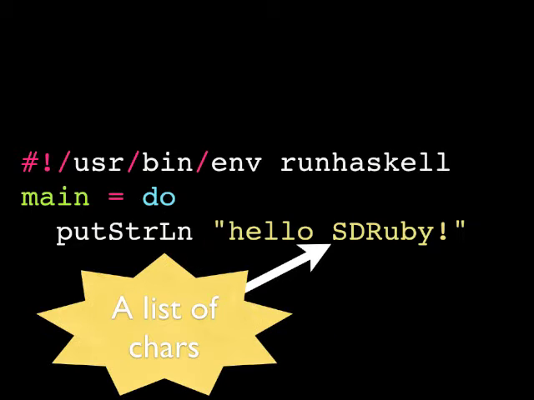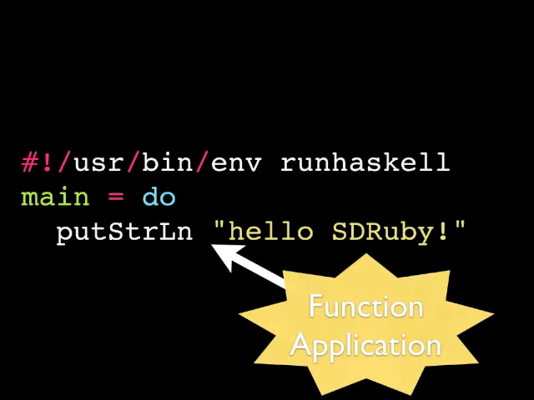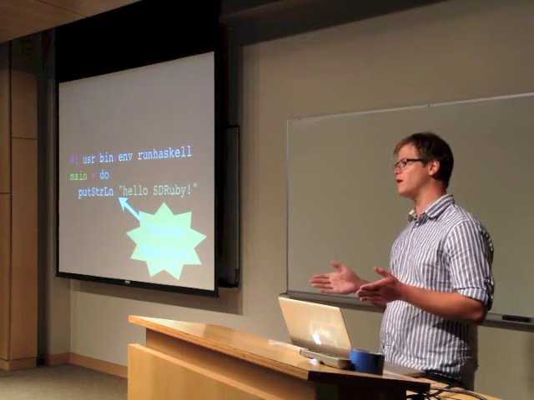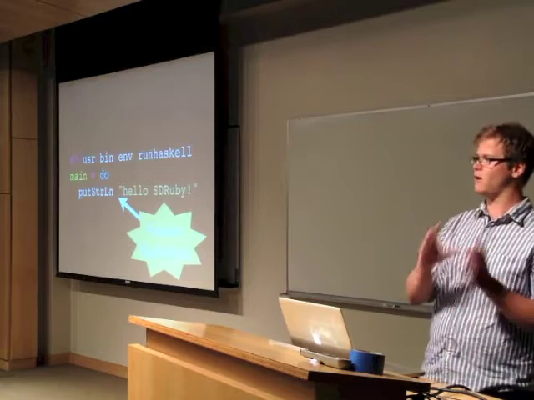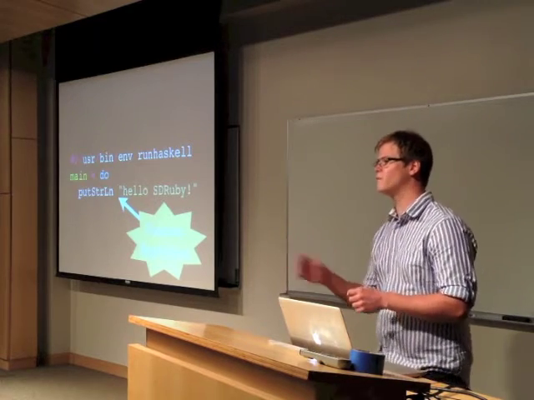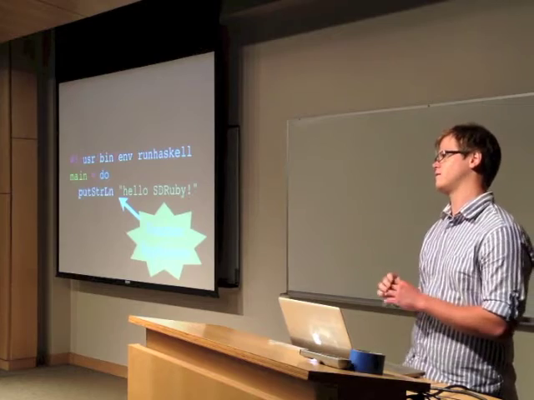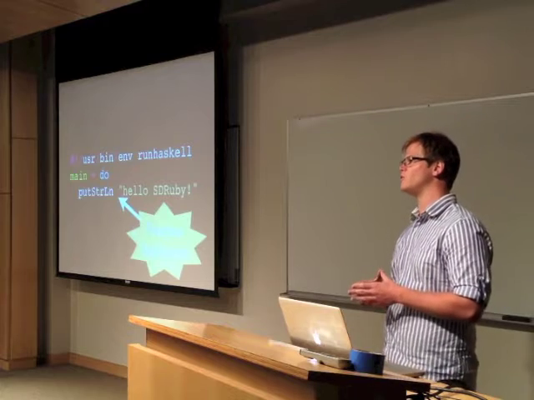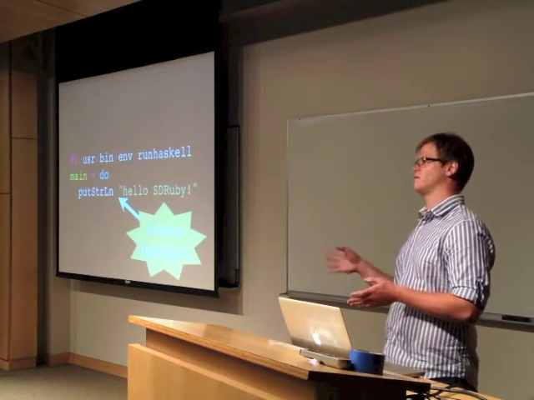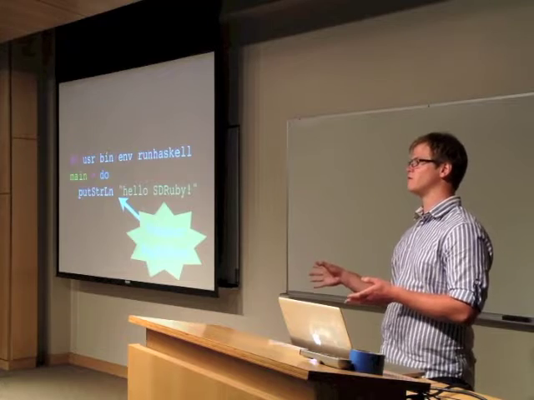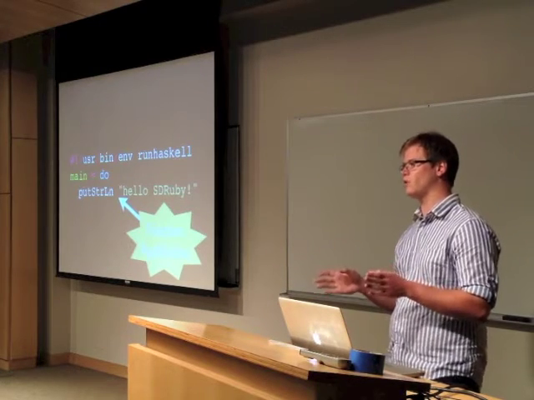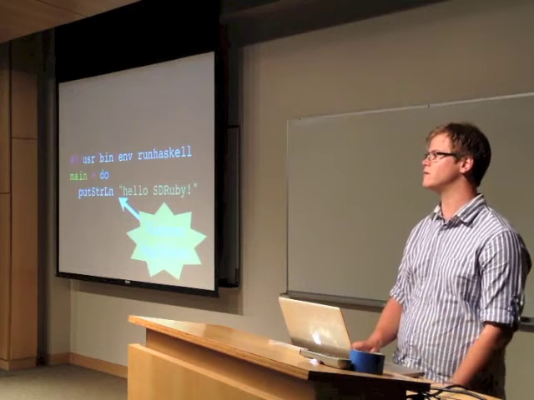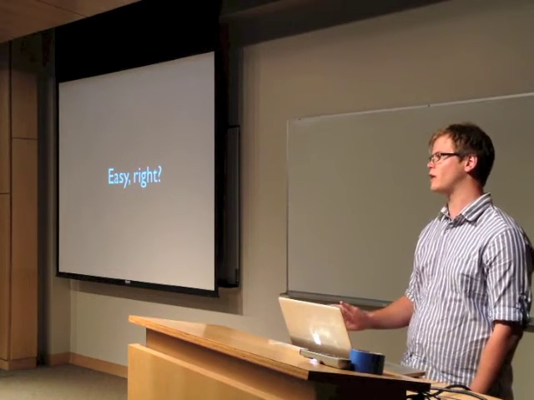And then, this is a list of characters, also known as a string, right? And then here's a little trick. Space is the function application. So when you want to apply a method in Ruby, you say object dot whatever, right? But here you say space. So putStrLn is going to be invoked with that string argument, right? And it'll do just what you expect. It'll print out to standard out, hello SD Ruby, right? So pretty easy, not too bad.